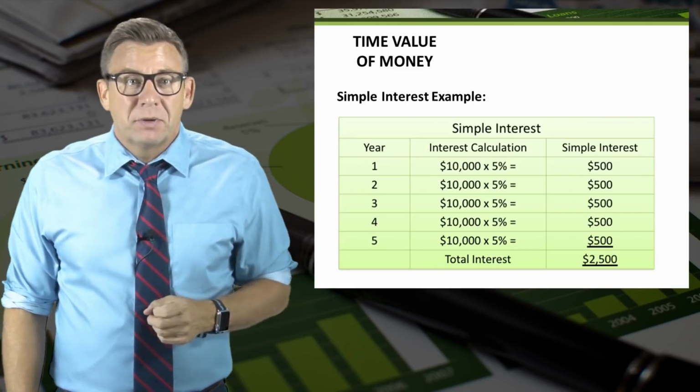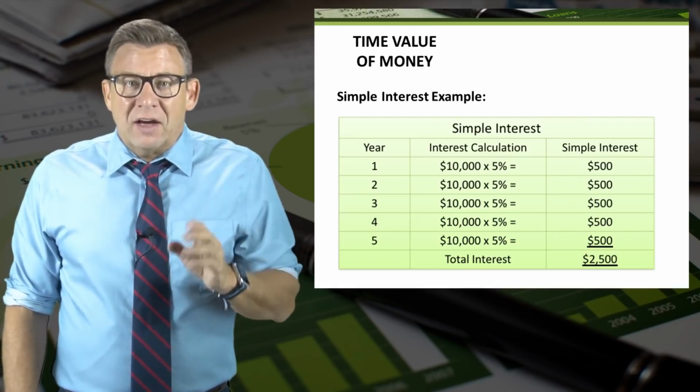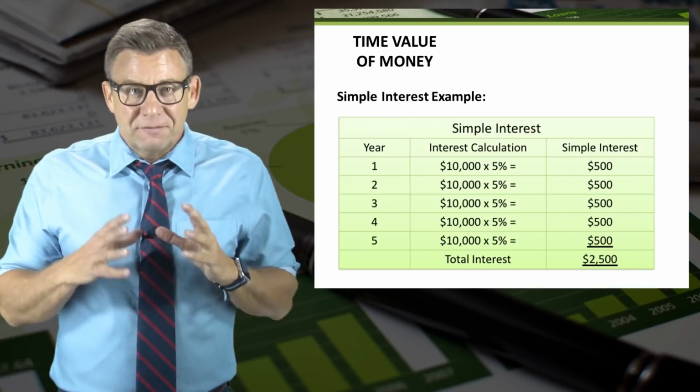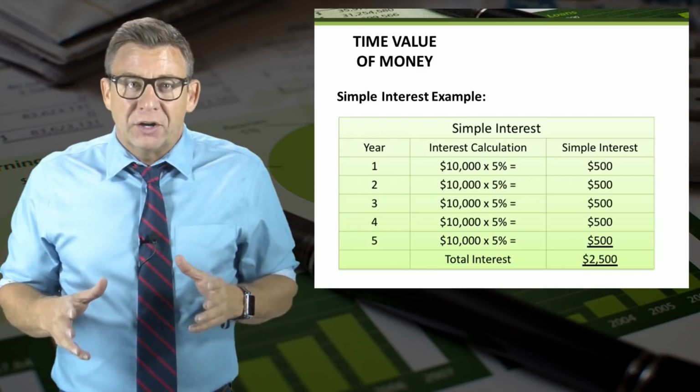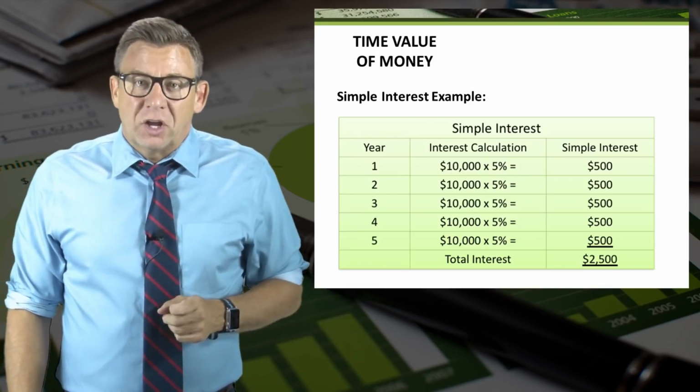Here's an example of simple interest. As you can see, $10,000 earning 5% annually results in $500 of interest per year. Over 5 years, that's $2,500 of interest earned.